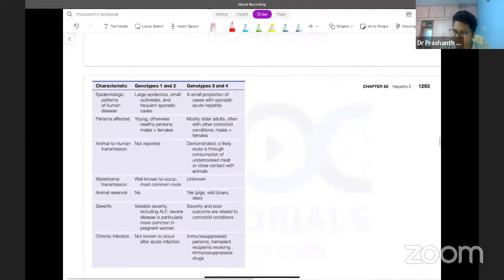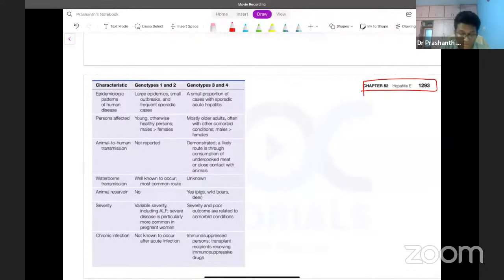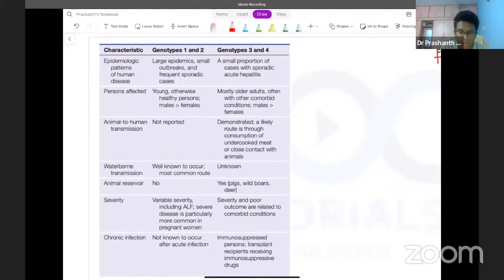So for this, please go to page number 1293 from Schlesinger and go to this particular table. You should know that genotype 1 and 2 are what we get to see in India as large epidemics, usually seen in the young, more males than women, and no transmission from animal to human. It's always human to human, and it's foodborne, which is the most common route of transmission. There are no animal reservoirs. There is variable severity, and severity is particularly more in women, almost 15 to 20% mortality. And then chronic infection is not known in genotype 1 and 2.